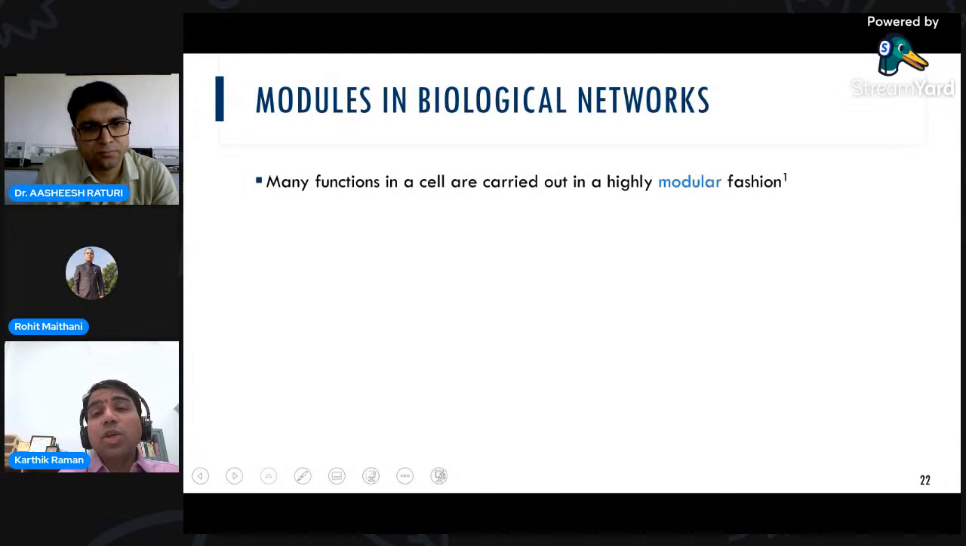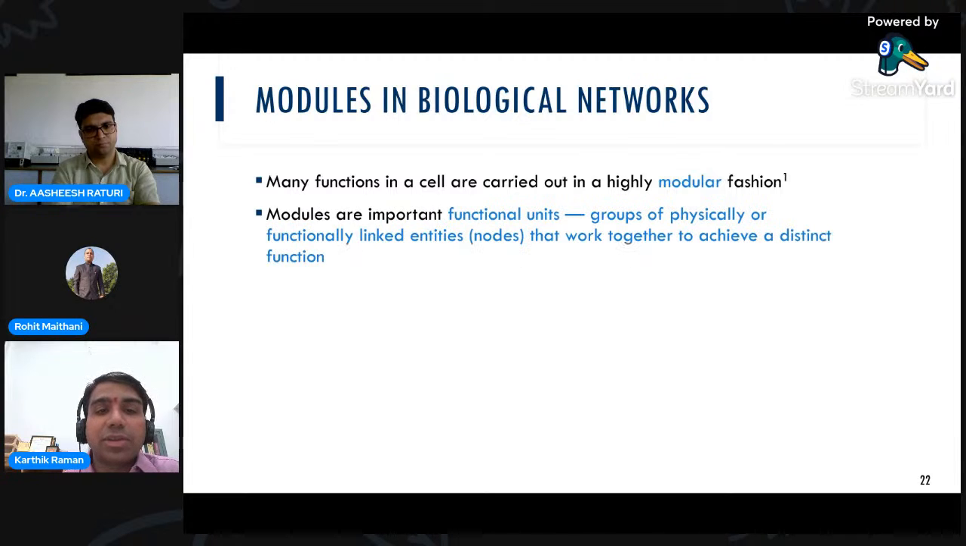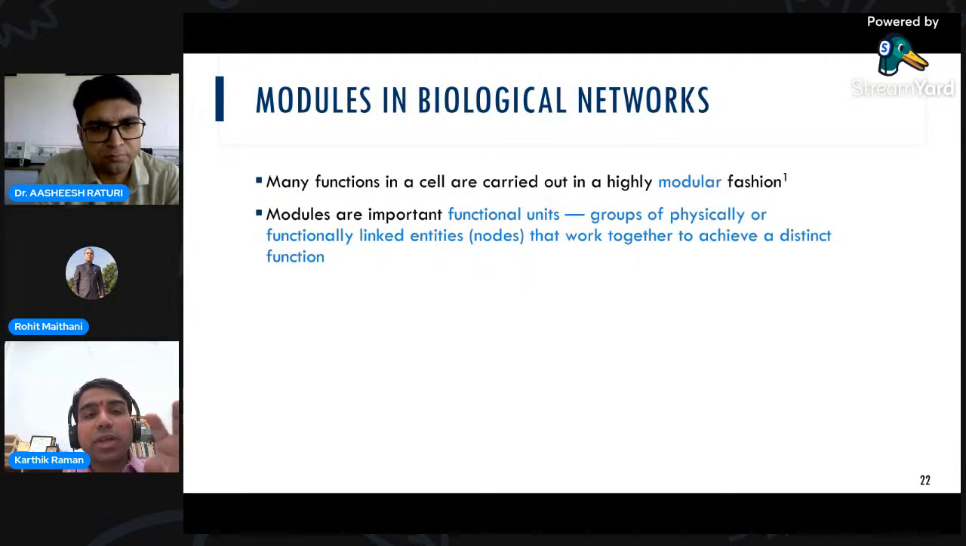Yeah. So why are we talking about modules? We talked about community detection in a karate club. So there are some practical applications for that. But what about biological networks? It turns out that many functions in a cell are carried out in a highly modular fashion, and there are very functional units that work together to achieve various kinds of functions.